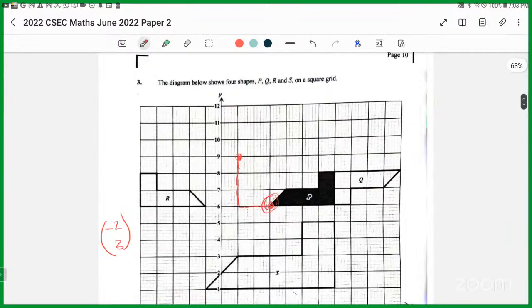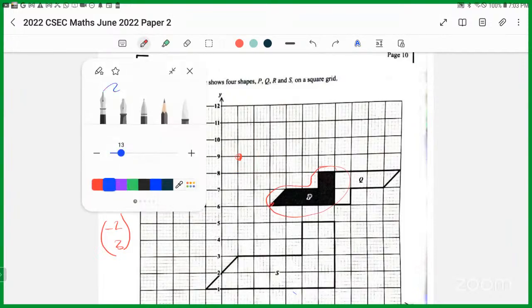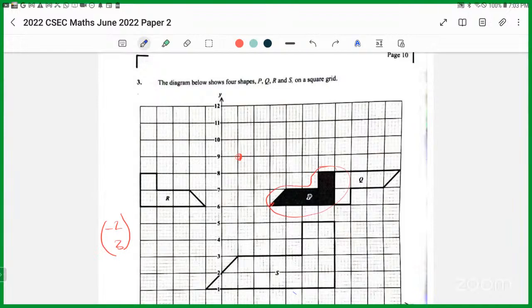So this point, as I said, is coming to here. Now that we know where that point is going to go, we can draw the same shape around this point. So I'm going to draw back. This length here is 4 units long. This horizontal piece is 4 units long, so it's 1, 2, 3, 4.